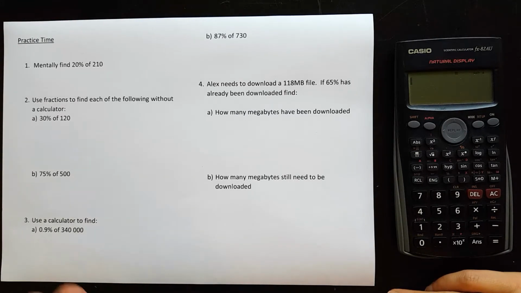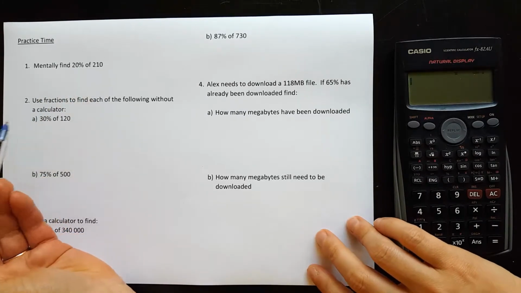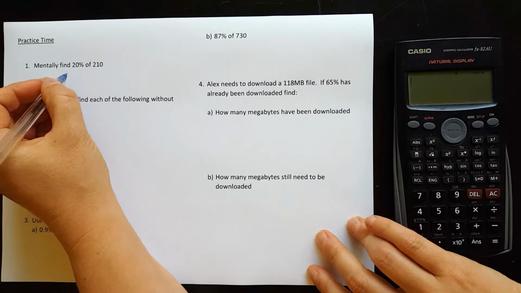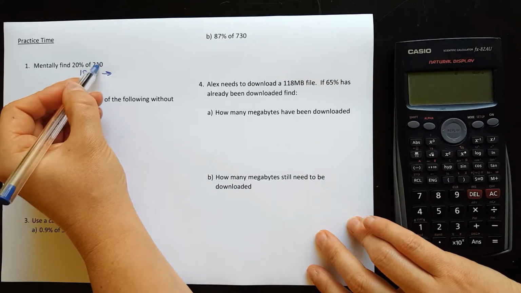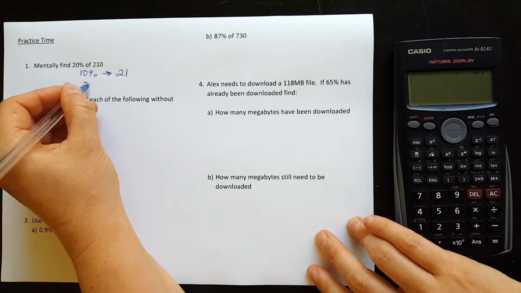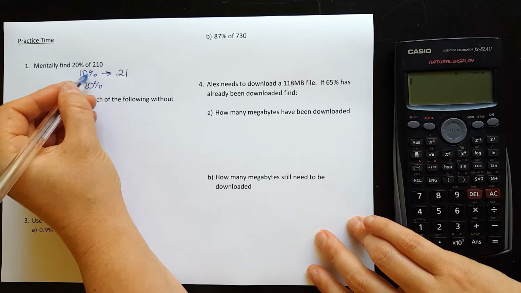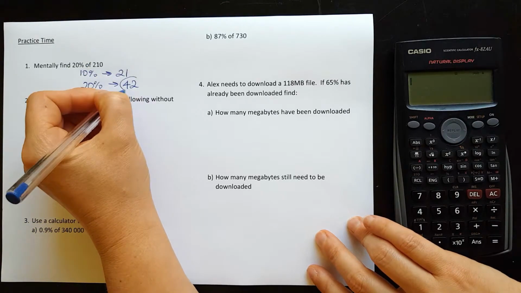So for question 1, we want to mentally find 20% of 210. So we could find 10% easily. 10% would just be taking a 0 off this. It would be 21. That means that 20% would be 2 lots of that. We just need to double this. It would be 42.